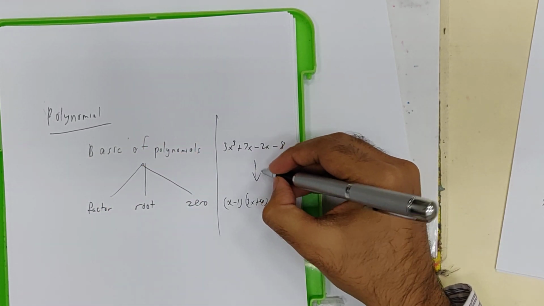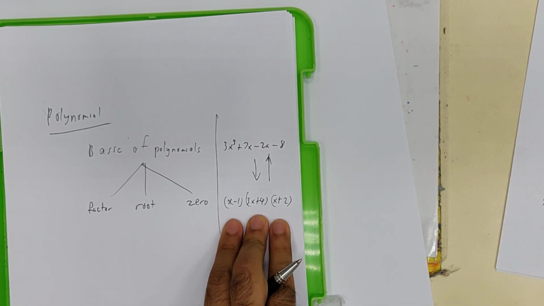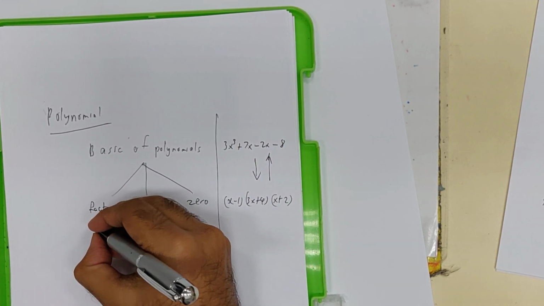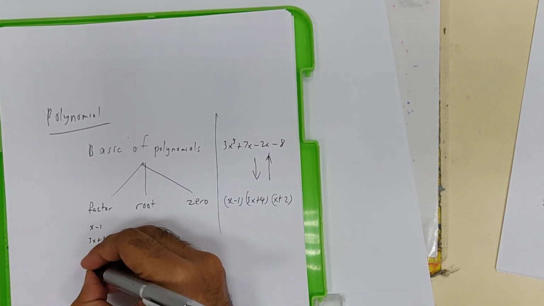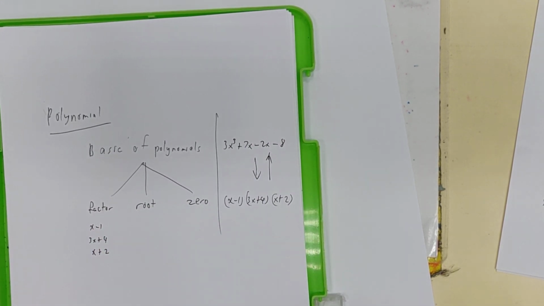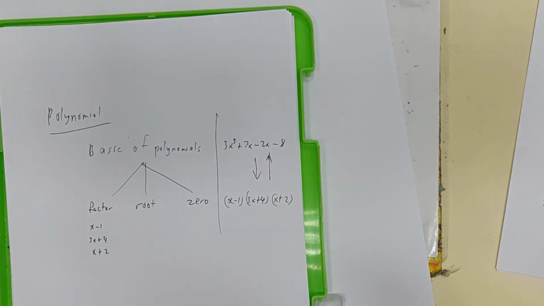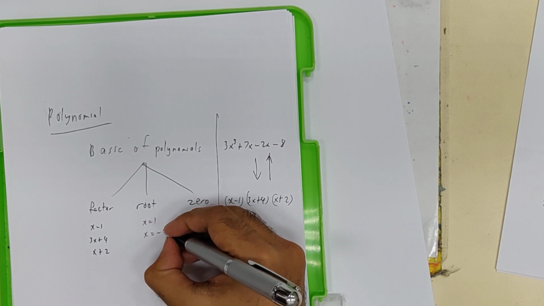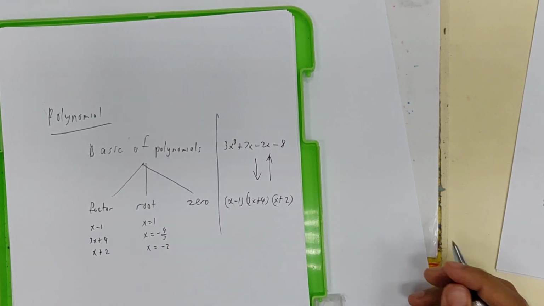Okay? These three things, if I were to write in this form, it will become a factor. So the factors are x minus 1, 3x plus 4, x plus 2. If the question asks, give me the roots of these polynomials, you must answer them in this form: x equals 1, x equals negative 4 over 3, and x equals negative 2.